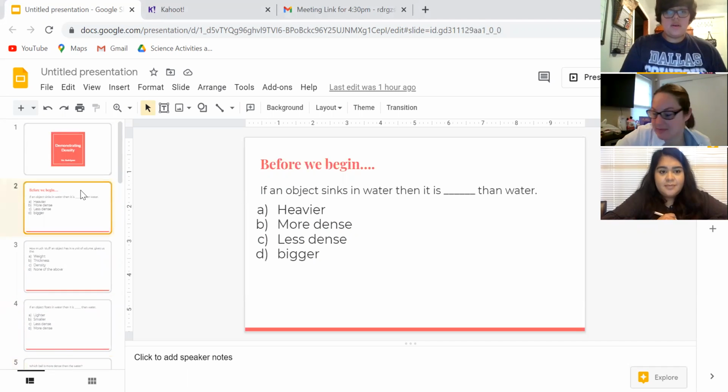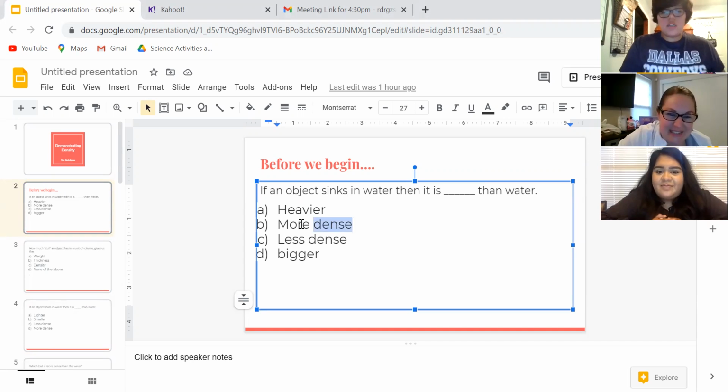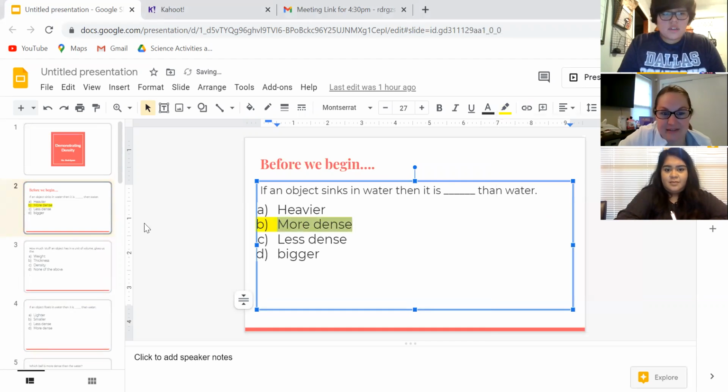So we're going to go back to question 1. So question 1 said, if an object sinks in water, then it is blank than water. What did you guys get for this one? More dense. Is that right? Or is it heavier? Oh, wait. If an object sinks in water, then it is... Oh, I don't know why I put C. That's okay. But yeah, you guys are on the right track. So it was more dense than water. Okay. I put heavier. That's okay. We're going to clarify any confusions that we might have during the lesson.